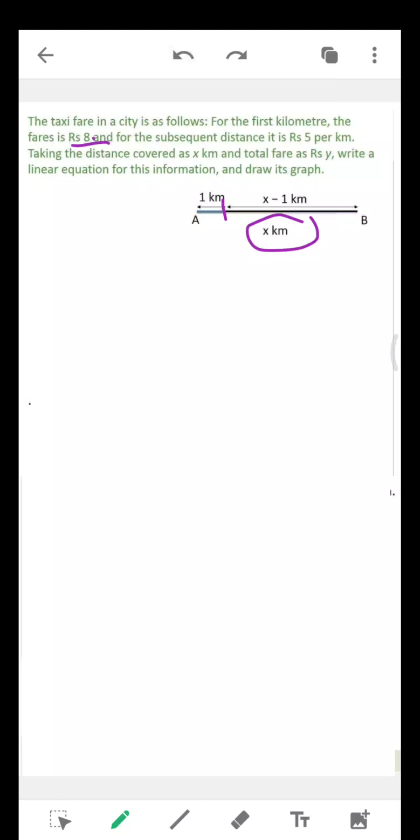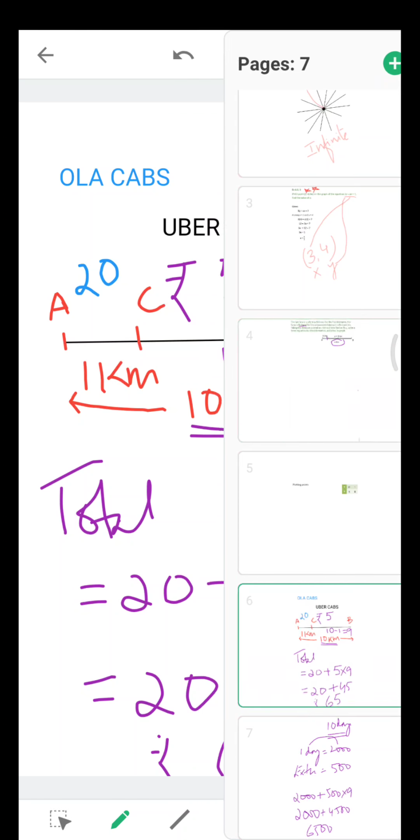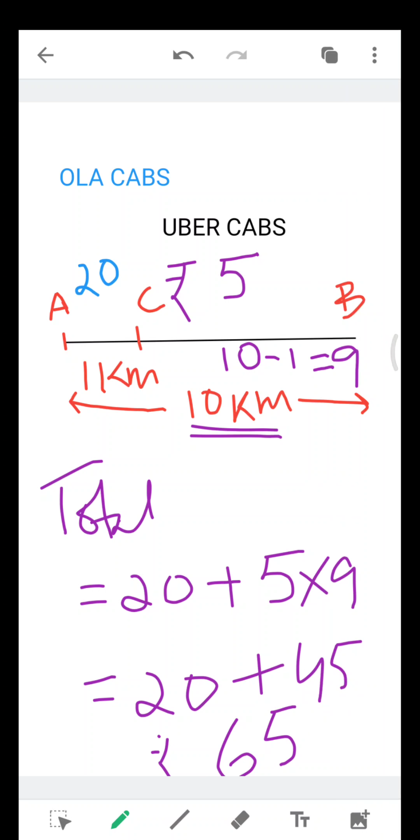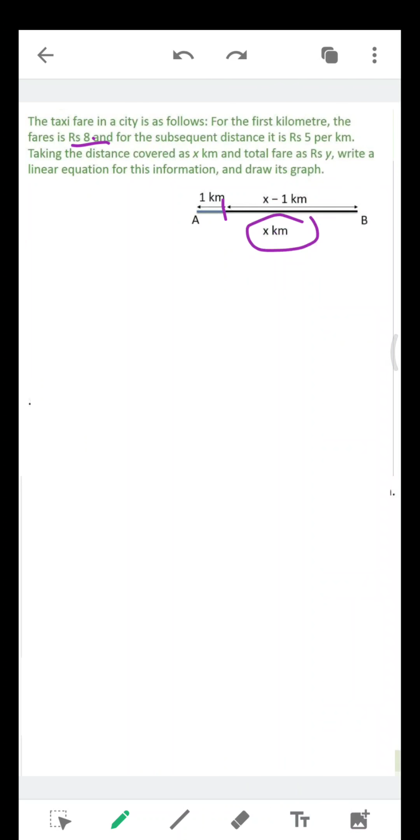Like previously the distance was 10 kilometers, so 10 minus 1 we did, that was 9. So here we do x minus 1. For the first kilometer it is rupees 8, and for the subsequent distance, the remaining distance, it is rupees 5. Now we have to frame an equation for this. What is he asking? Taking the distance covered as x and the total fare as y, write a linear equation for this and draw its graph also. These three things we have to do.